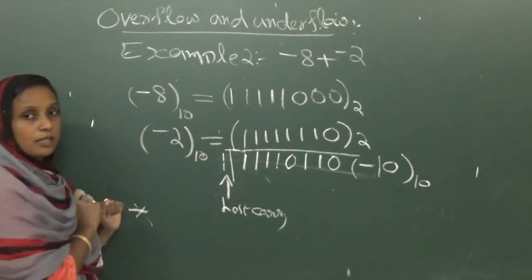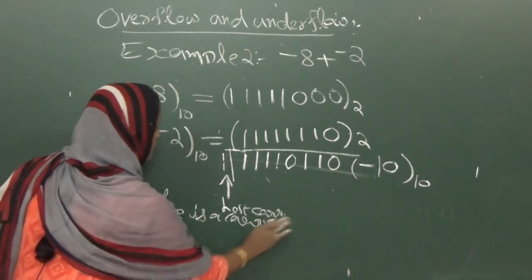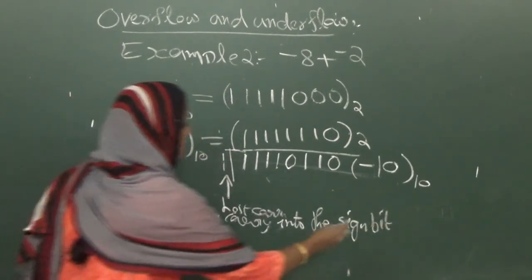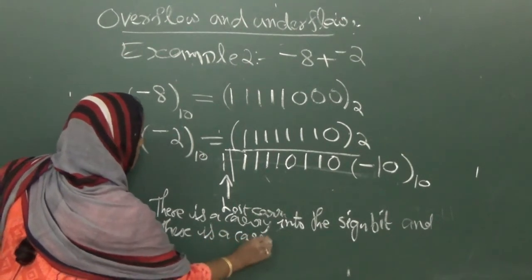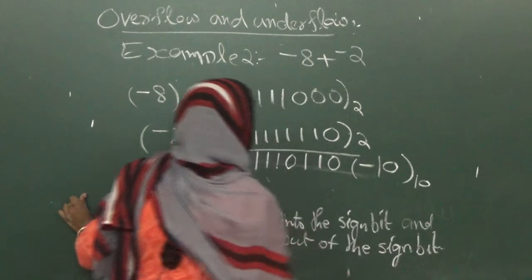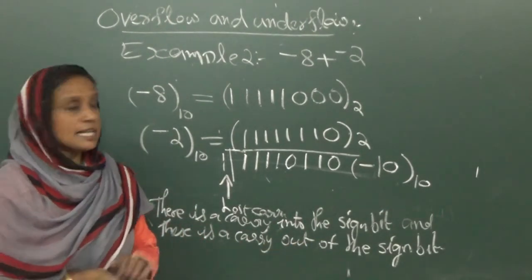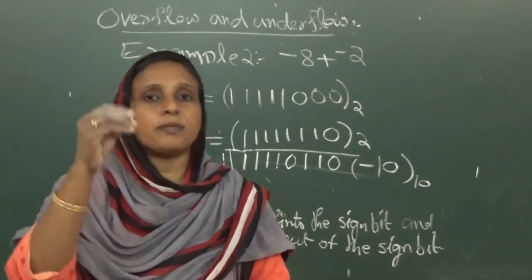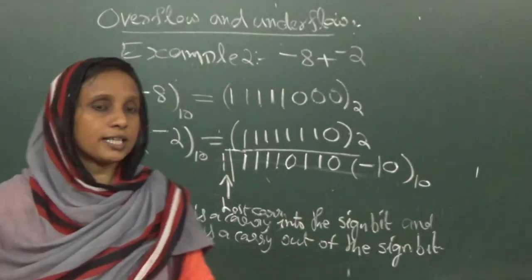So the highlight of this problem is that there is a carry into the sign bit, and there is a carry out of the sign bit. Still you get the correct answer. So we have checked two examples. In the first case, there is no carry into the sign bit and out of the sign bit. In the second case, there is a carry into the sign bit and out of the sign bit. Still you get the correct answer.